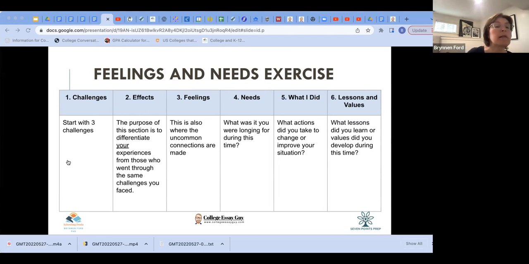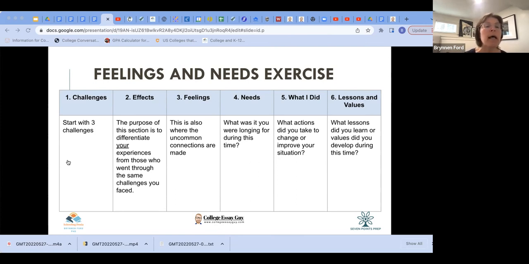The purpose of this is to differentiate your experiences from those who went through the same challenges that you faced. So what are the effects for you? And then the feelings, this is where the uncommon connections are made, right? Sometimes with challenges, we don't often think about what we were feeling or what our experience was. Not just like I broke my leg and it hurt, but I was feeling inadequate because I usually am able to hold myself up and walk without help. And so the feelings that I have underneath it help share your humanity.